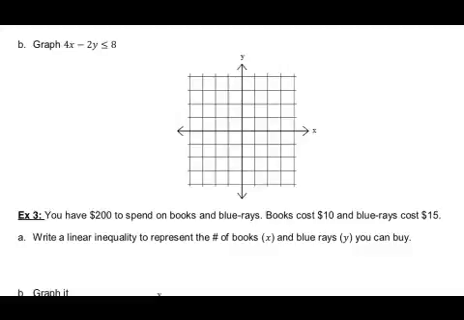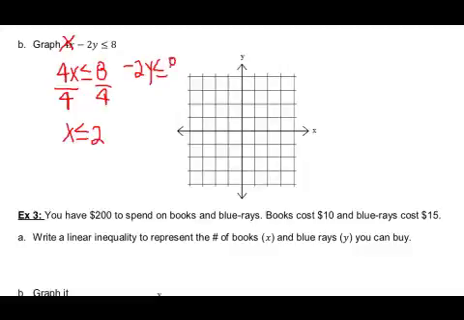So again, to find the x and y intercepts, if we are finding the x-intercept, we make y 0. If we make y 0, then that gets rid of our negative 2y. And we just have 4x is less than or equal to 8. Divide by 4 to solve. So x is less than or equal to 2. Then to find our y-intercept, again, we make x equals 0. If we make x equals 0, 4x equals 0, and that's gone. So we get negative 2y is less than or equal to 8.